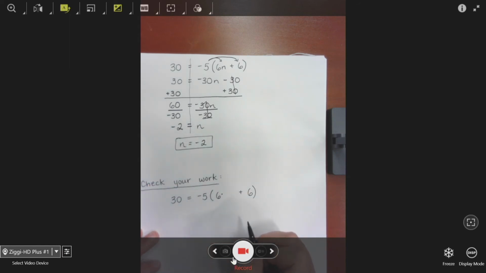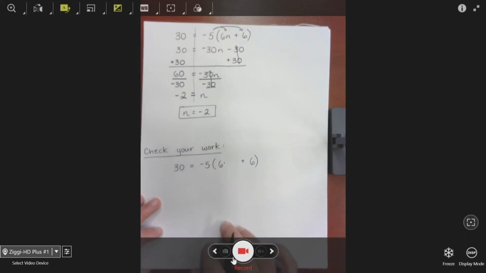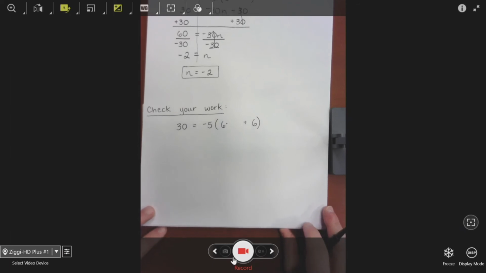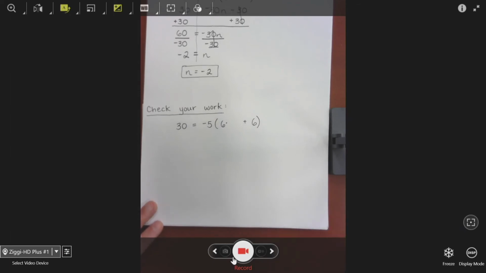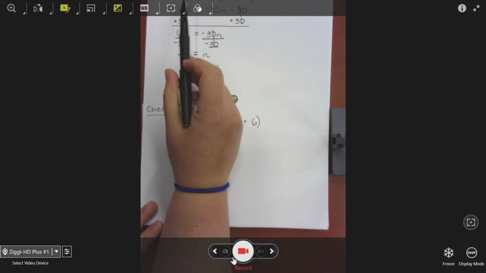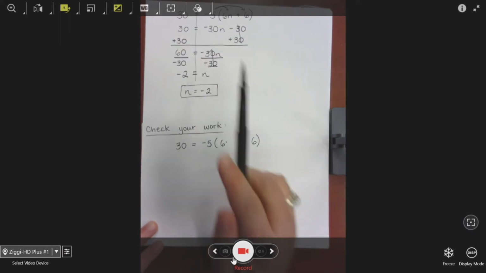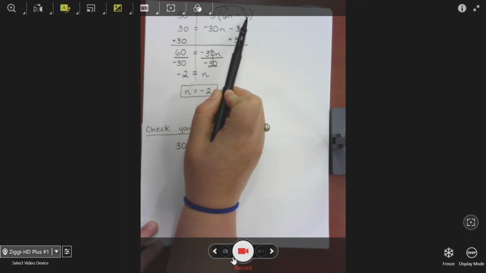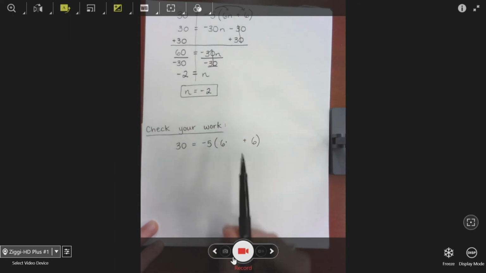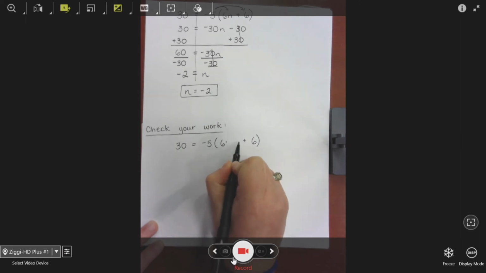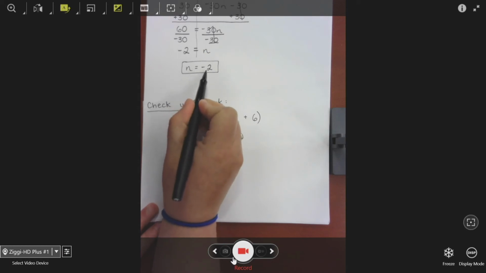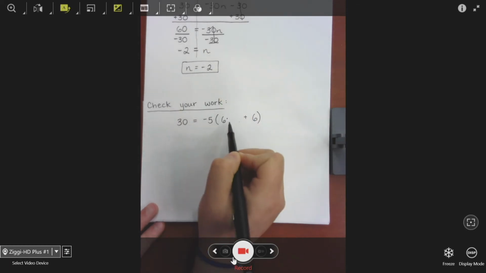Now, the neat thing about multi-step equations and equations in general is that you can always find out immediately if you have the right answer or not. You can go back and check your work. How do you do that? Well, you take the original problem we have, which in this case, let me pull it down, 30 equals negative 5 times the quantity of 6n plus 6. So we take this original equation, I rewrote it here, but you'll notice one thing. I left out our variable. Why would I leave out our variable? Because in order to check our answer, we're going to substitute our solution back into the original equation.